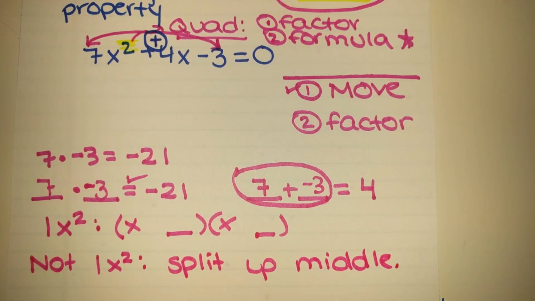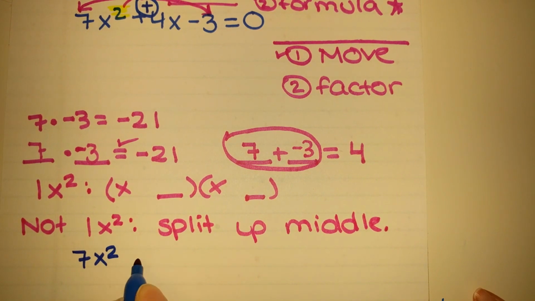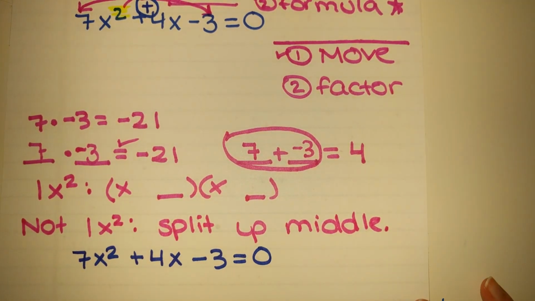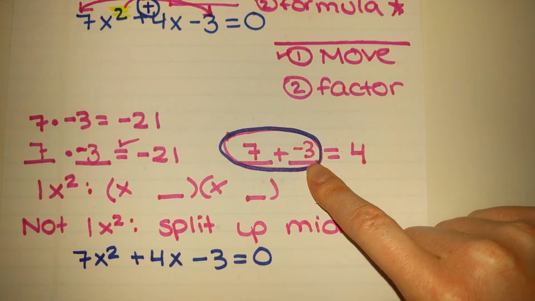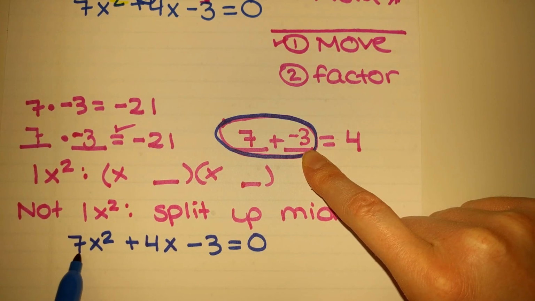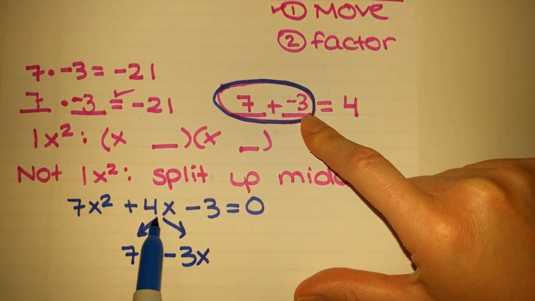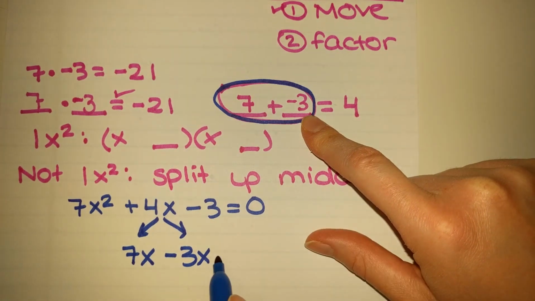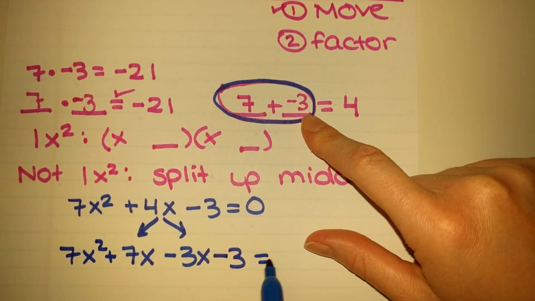Okay, so let's go through that just really quickly here to make sure everything's okay with that. So we have 7x squared plus 4x minus 3 is equal to 0. That's what we're trying to solve. We have our winning combination here of 7 and -3. So because this is not just a 1x squared, I'm going to split up the middle as 7x and -3x. And you'll notice that 7x minus 3x gives us the 4x that we need. Then we have -3, and then the 7x squared will still be there.